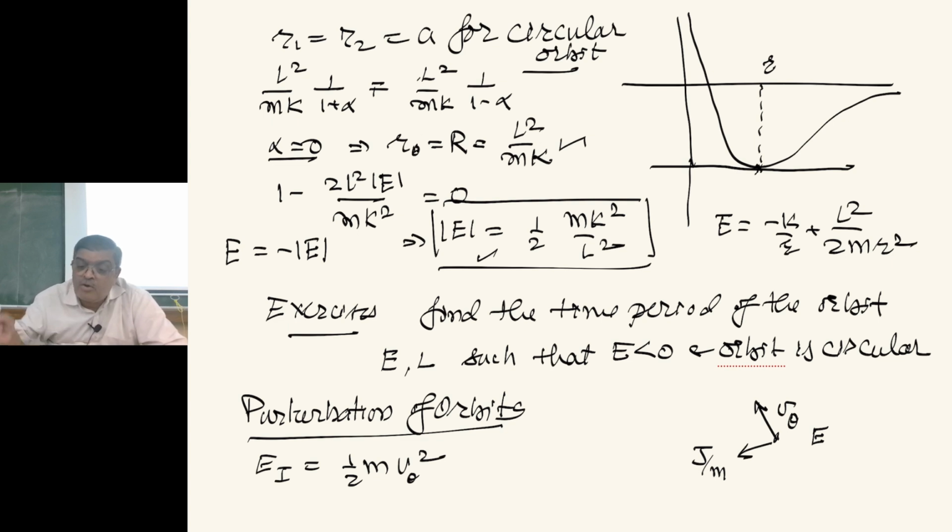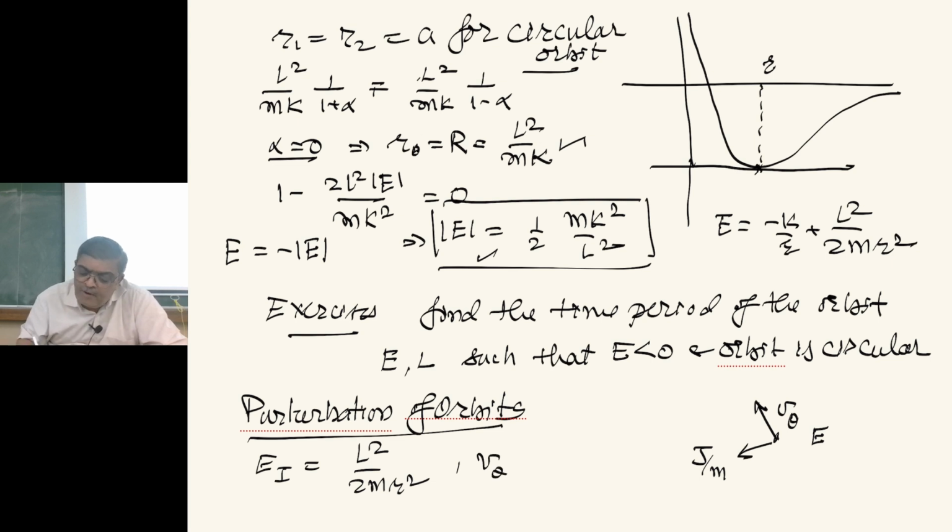Essentially that is, okay, wait a minute. So that is really nothing but L squared by twice m r squared. Right? That is the initial kinetic energy. And from that I can find what V theta is.